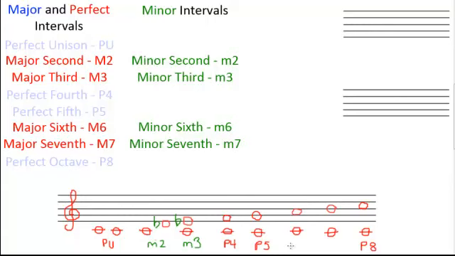Okay, let's move on to our minor sixth. So our major sixth will now be lowered by a semitone. So here's our major sixth sounding like this. We'll lower it by a semitone to an A flat, and now we have a minor sixth, which sounds like this.